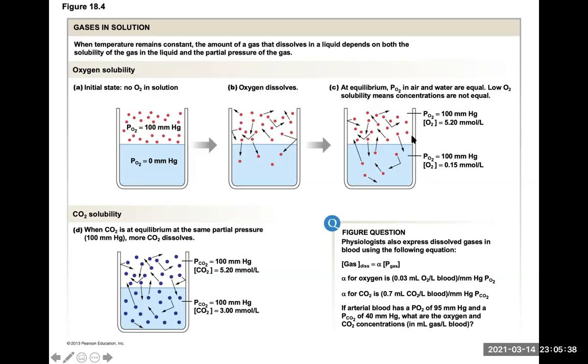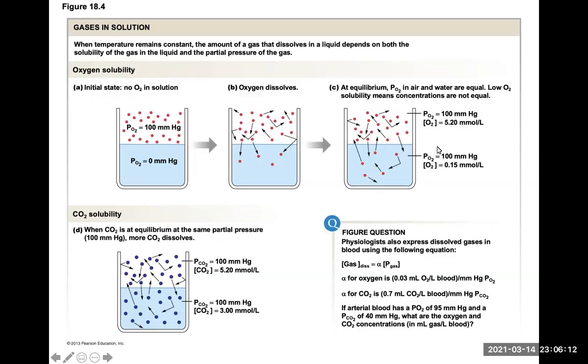This will continue until an equilibrium has been reached. The equilibrium is going to be the partial pressure in the air and the water. However, here's where you see a difference, right? They don't have to be an exact equal ratio. The difference in the concentration is going to be due to their solubility. So while these two environments are in equilibrium, the concentration is different, right? Concentration up here is 5.2, concentration down here is 0.15.